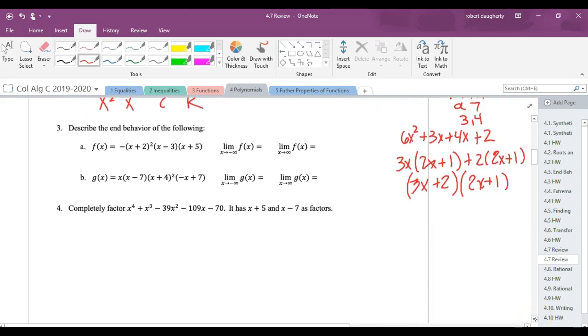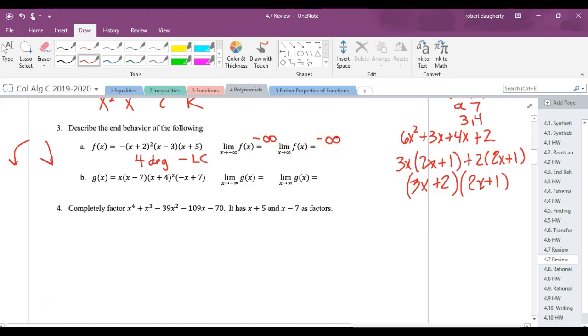Describe the end behavior. Okay, so if I look at this polynomial, what is the degree? 1, 2, 3, 4. This is a 4th degree, and I have a negative leading coefficient. So that means this thing goes down on both ends. So the answer to both of these questions is negative infinity.